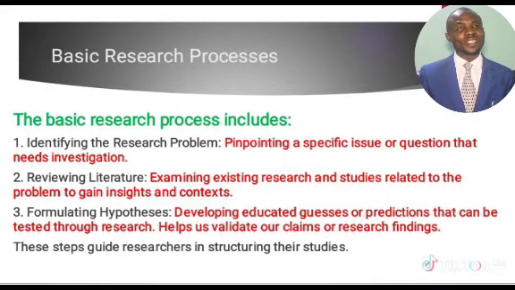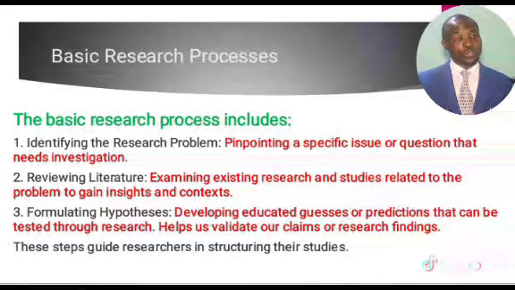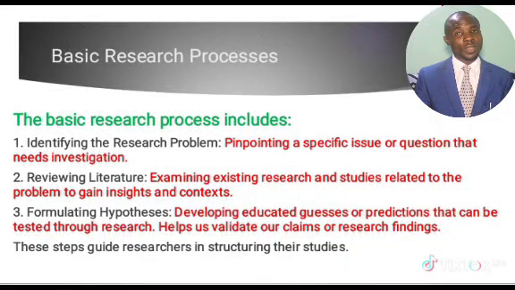We now look at the basic research processes. We have three major steps: formulating research problem, reviewing the literature, and formulating research hypothesis. Formulating research problem has to do with coming up with the problems. Every research targets one or two problems to solve. So you have to formulate problems. Think about the problems that are surrounding that specific topic or area of concern you want to carry out research on.